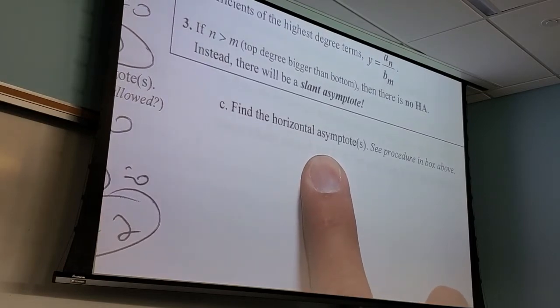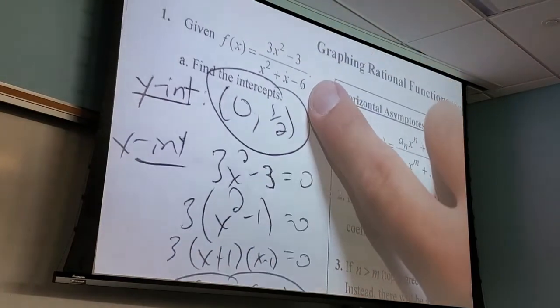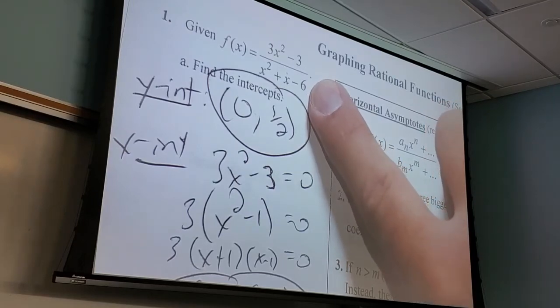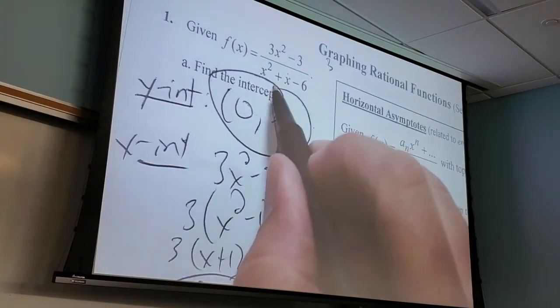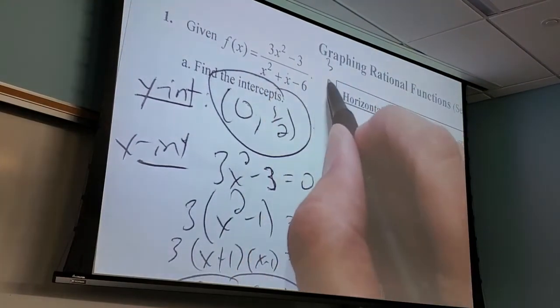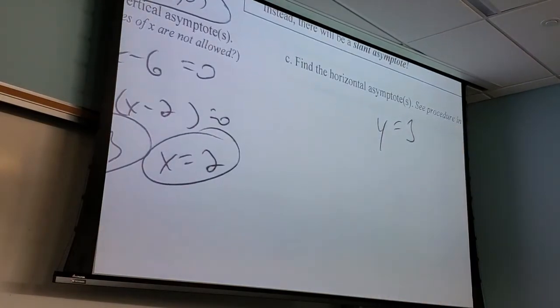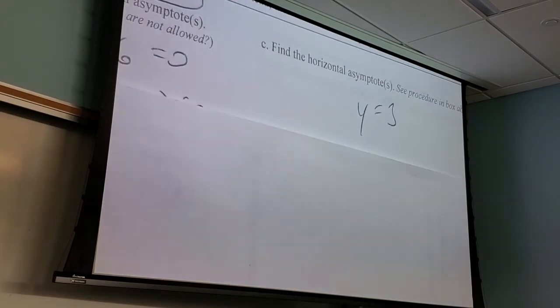What situation are we in? Which of these 3 situations are we in? The degree of the top and the bottom are the same. And what's the leading coefficient of the top? And what's the leading coefficient of the bottom? 1. So I would expect y = 3 to be my horizontal asymptote. But I want to do a little bit deeper dive on that. Of course I do.